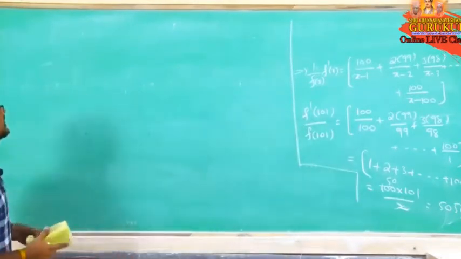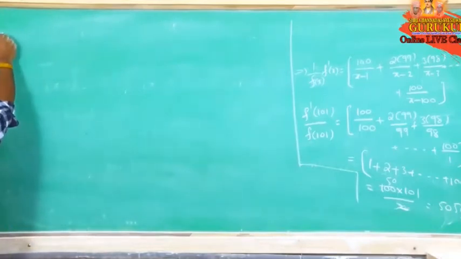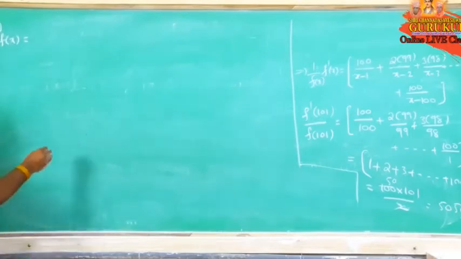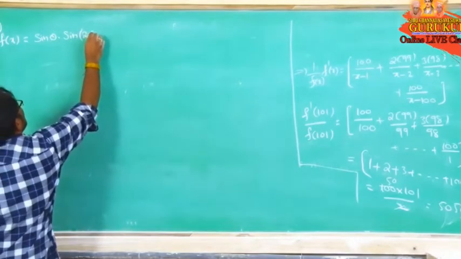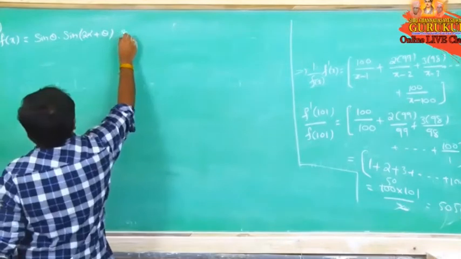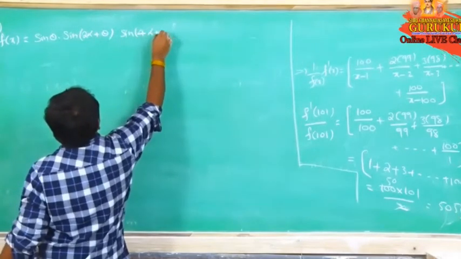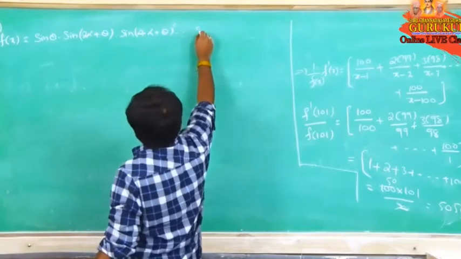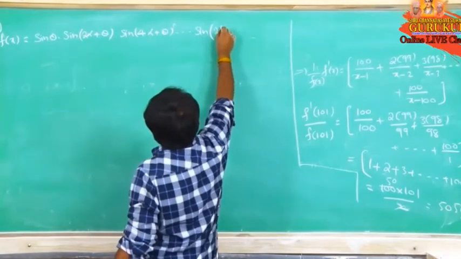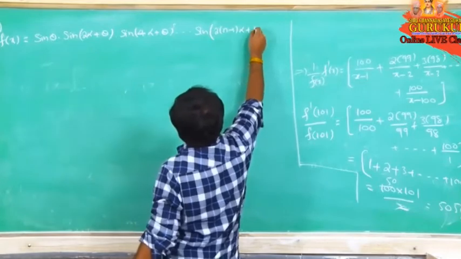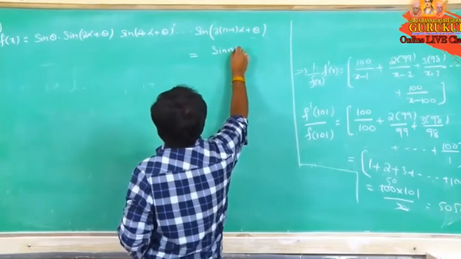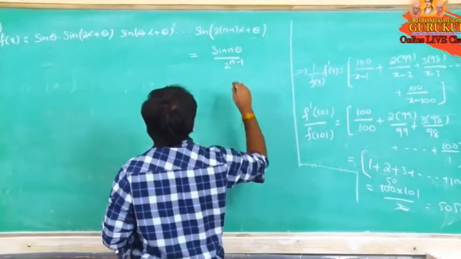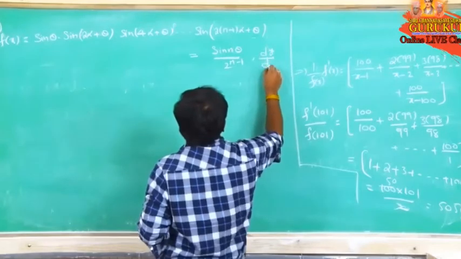Next, take one more problem. f of x equal to, fourth problem, sin theta into sin of 2 alpha plus theta into sin of 4 alpha plus theta, etc. sin of 2 into n minus 1 alpha plus theta equal to sin n theta divided by 2 to the power of n minus 1. Then find dy by dx.